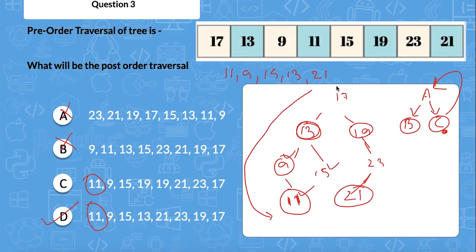If we move upwards, then 23 is getting printed. If we move upwards again, then 19 will get printed, and then again finally 17 is getting printed. So 11, 9, 15, 13, 21, 23, 19, 17. Option number D would happen to be the correct answer.